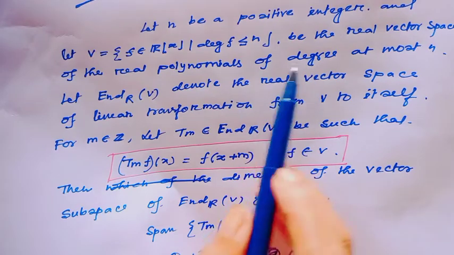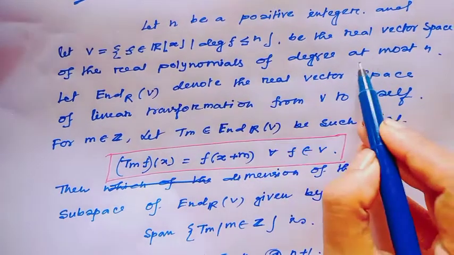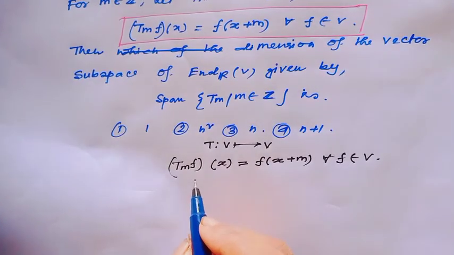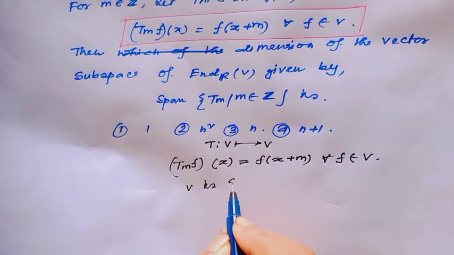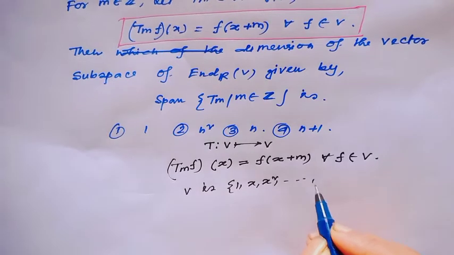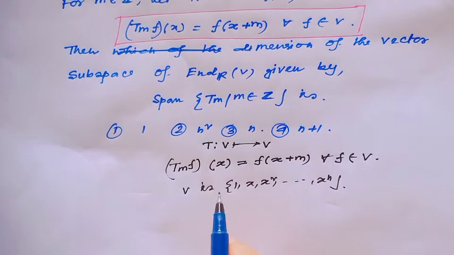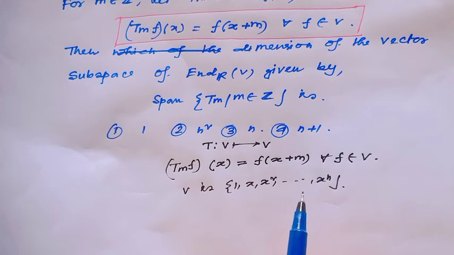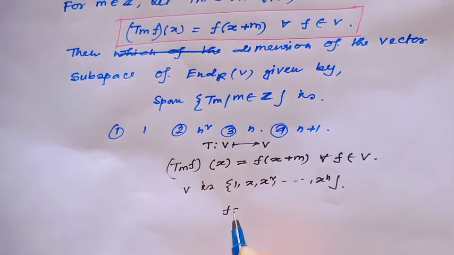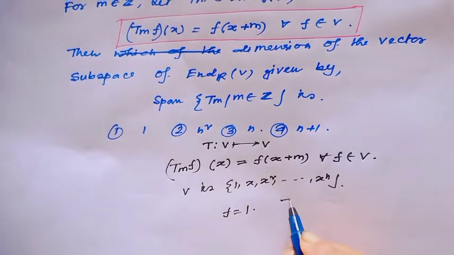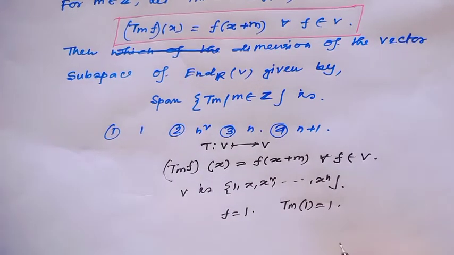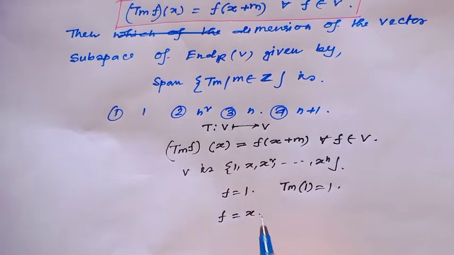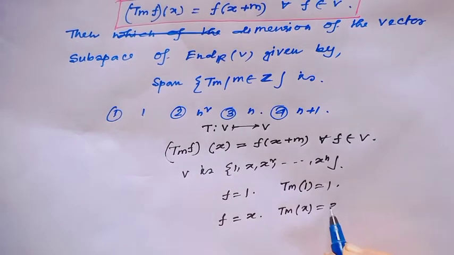Notice here, since the vector space V is real polynomials of degree at most n, the basis vectors of V are 1, x, x square up to x to the power n, and here the defined function is Tm(f)(x) equal to f(x plus m). As in the previous example which I had discussed in my previous video, which had come in the NBHM 2021 exam, at first consider f equal to 1. Then Tm(1) would be 1. Now consider f equal to x. Then Tm(x) would be x plus m.